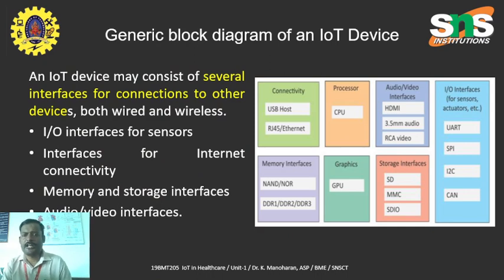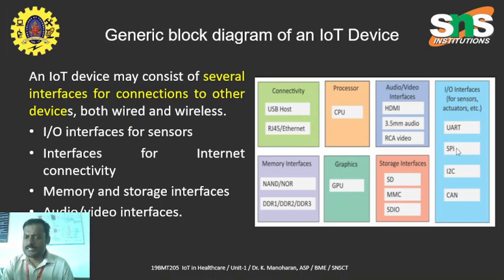Generic block diagram for an IoT device. Look at this. So this is the connectivity; we have a USB port or Ethernet, and the processor, so we can use the CPU. Audio video interfaces: HDMI, 3.5 mm audio, RCA video. IO interface means input output interfaces. It has input devices like sensors and output devices like actuators.